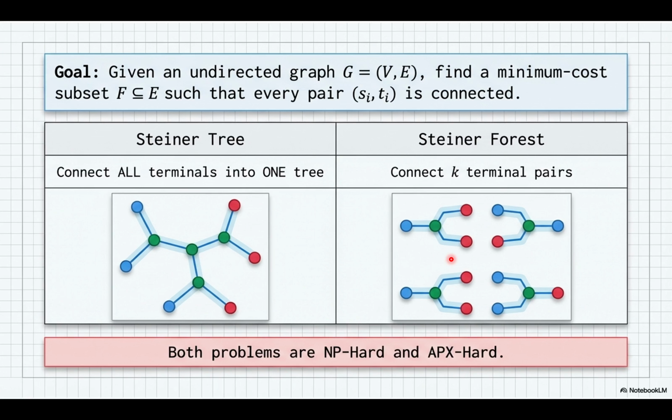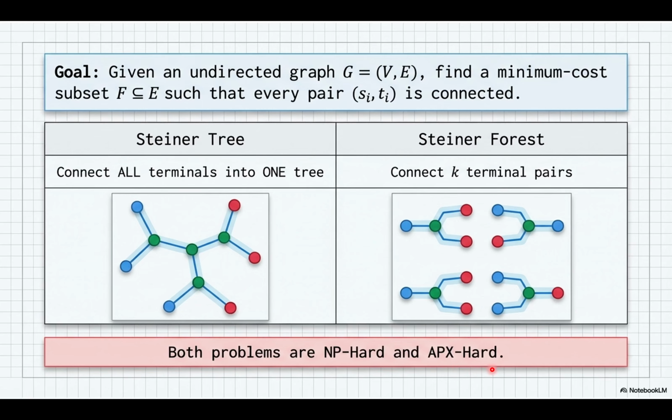Wow. APX hard means we hit a hard mathematical wall. We don't just lack a perfect fast solution. It is mathematically proven that you cannot even guarantee getting arbitrarily close to the perfect solution efficiently. So perfection is a literal impossibility if we want the answer in our lifetime.